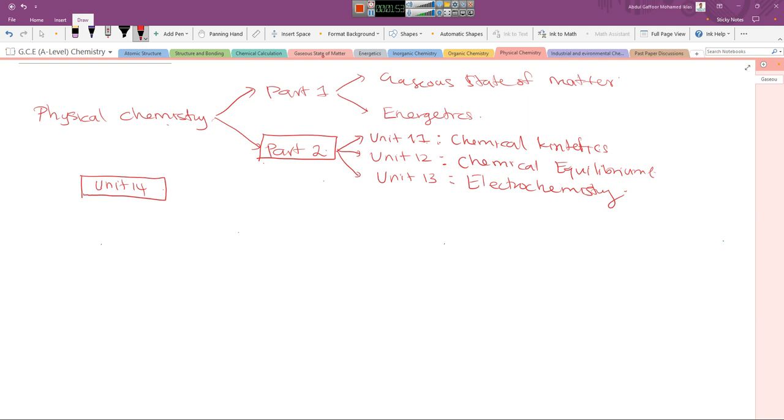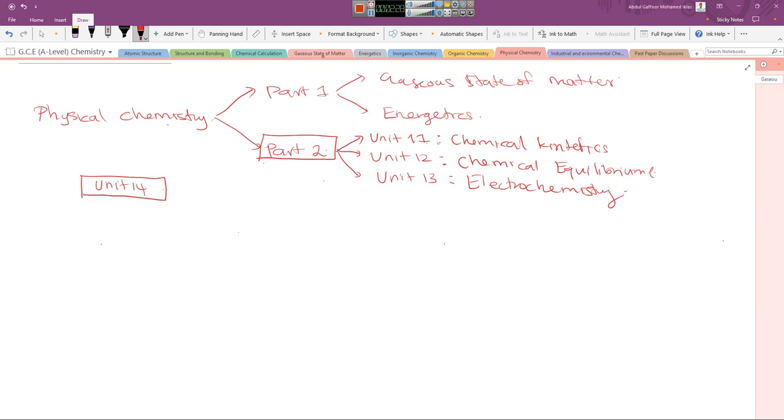So in the gaseous state of matter, we studied the organization of particles in the 3 principal states of matter and their properties, and then we moved to gas laws, where we studied Avogadro's law, Boyle's law and Charles's law. Then we studied the ideal gas equation and performed some calculations based on it, and then we studied Dalton's law of partial pressures and the molecular kinetic theory of gases, and finally we amended the ideal gas equation to be used for real gases as well. Then we moved to energetics.